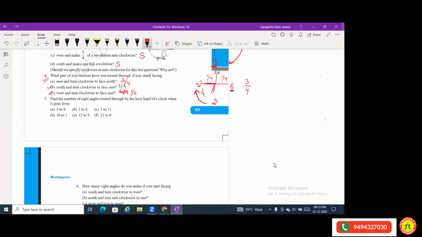Okay, now see the next. Find the number of right angles turned through by the hour hand of the clock when it goes from... Now you have to find out the number of right angles turned through. How many right angles will you be turning through? Okay, can you go from 3 to 6?